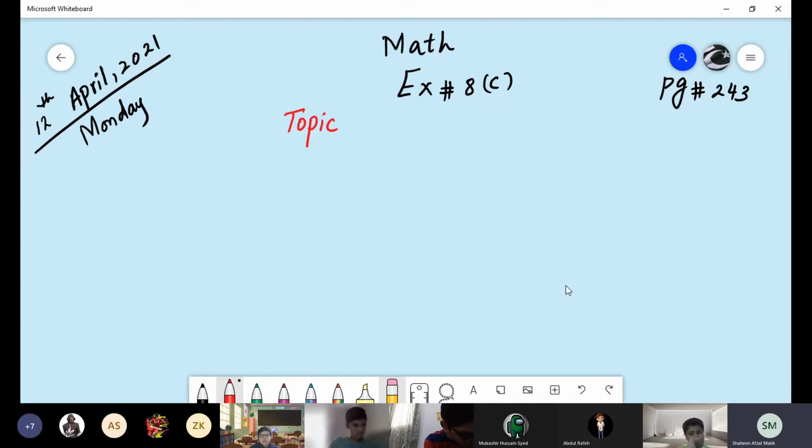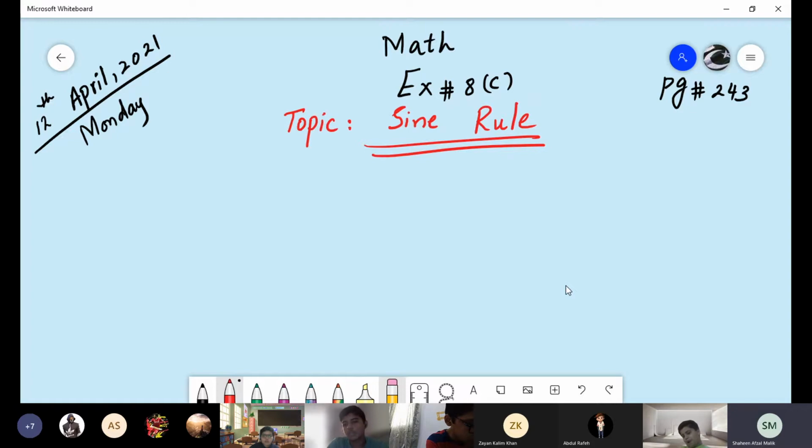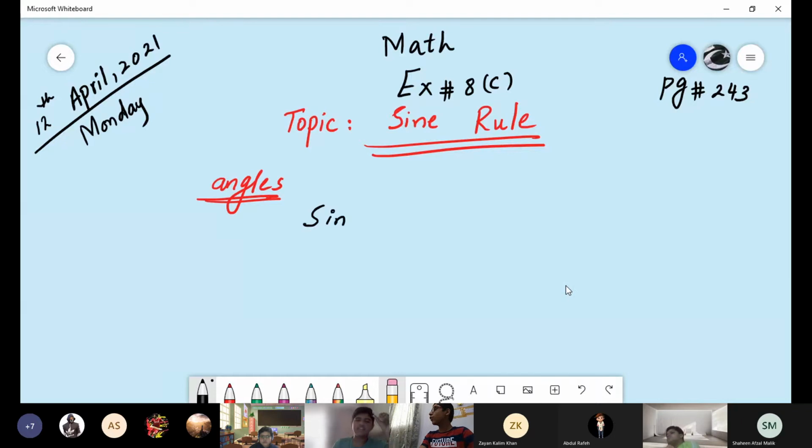What is the topic of this exercise? Sine rule. Okay, so we have done the sine rule in two ways. First of all, is the sine rule applicable on the right angle triangle? No, ma'am. We have done the sine rule once for the missing sides and once for the missing angles. If you want to find the missing angles, what will be the sine rule for angles? Sine A over A equals sine B over B and sine C over C.